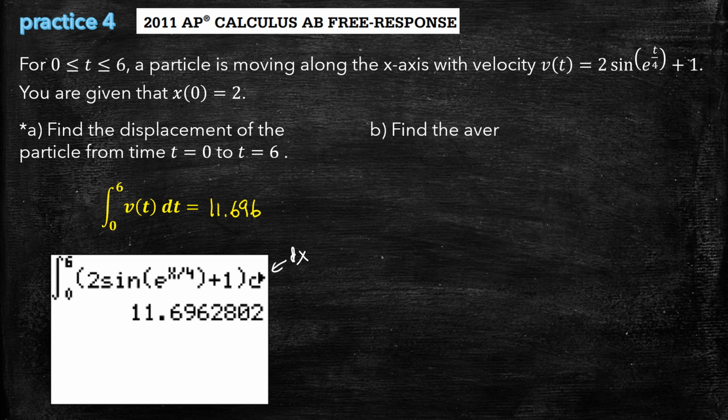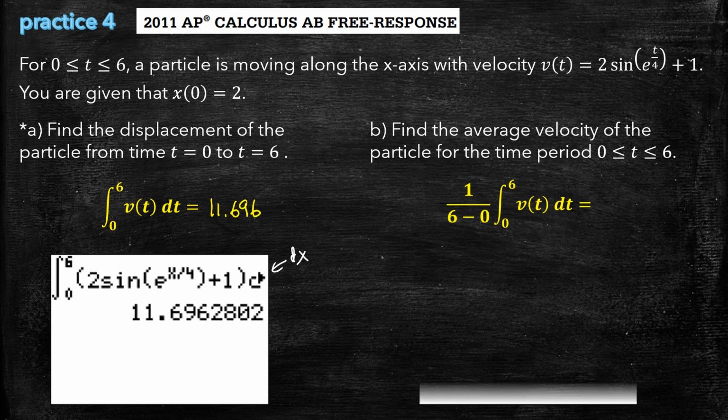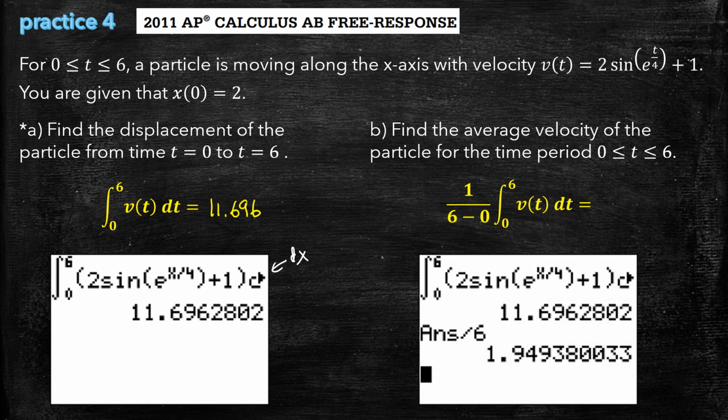All right, the next question: find the average velocity of the particle over that time period. Here's the formula for the average velocity, 1 over 6 minus 0 times the quantity we just worked out in part A. All I did is take that and divide it by 6 to get the answer of 1.949. But again, you must make it clear that you're dividing by 6 in this case.